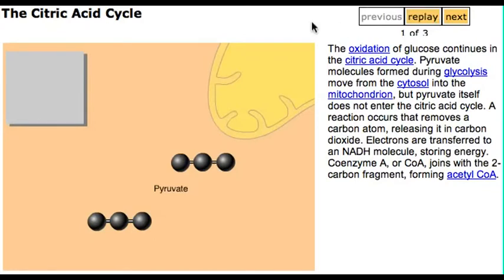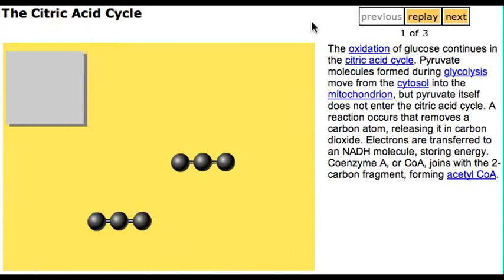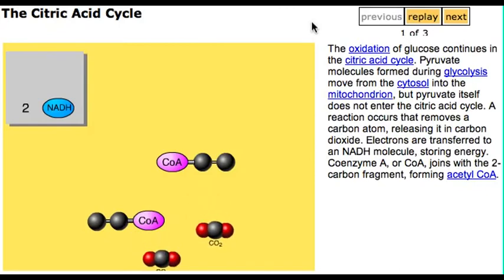The oxidation of glucose continues in the citric acid cycle. Pyruvate molecules formed during glycolysis diffuse from the cytosol into the mitochondrion, but pyruvate itself does not enter the citric acid cycle. A reaction occurs that removes a carbon atom, releasing it in carbon dioxide. Electrons are transferred to an NADH molecule, storing energy. Coenzyme A, or CoA, joins with the 2-carbon fragment, forming acetyl-CoA.